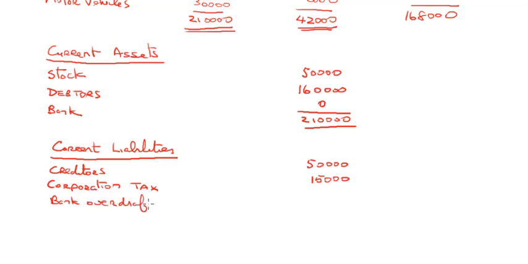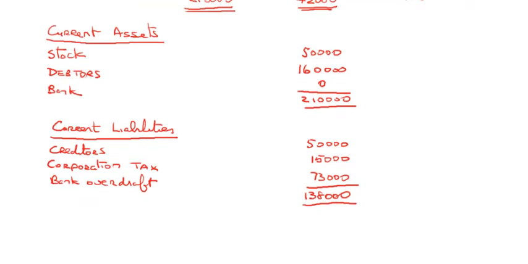So I suppose when you have a bank overdraft, you owe the bank money, and we know what that is because we worked it out in the T account, 73,000. So the total of the current liabilities is 138,000. We'll put a line underneath it. So what do we do next?